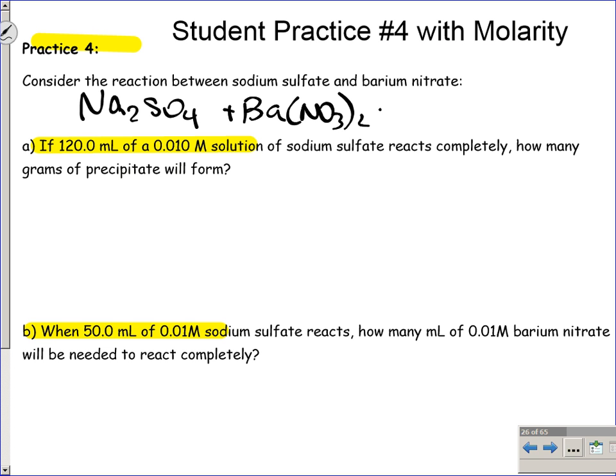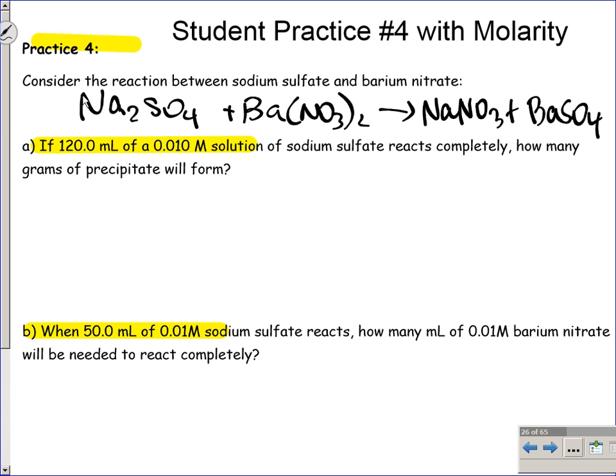Yields. What kind of reaction is this? Double replacement. Sodium gets with nitrate, NaNO3, and barium gets with sulfate, BaSO4. Okay, so if you start reading part A, you're like, oh, precipitate. So there must be a precipitate formed. So have your blue sheet out for the precipitate rules, or solubility rules.